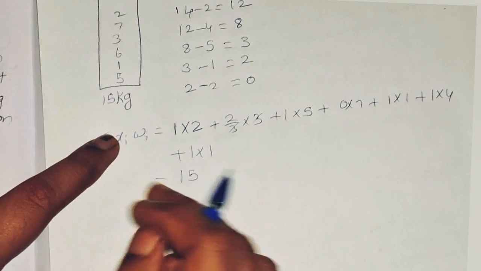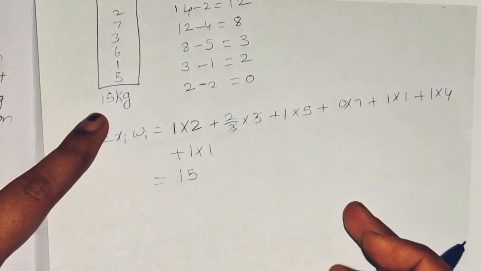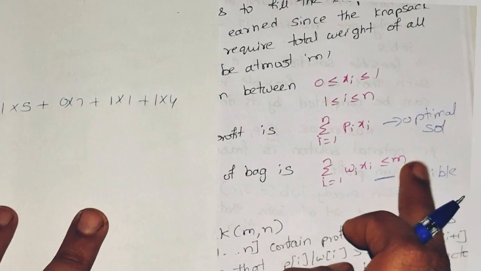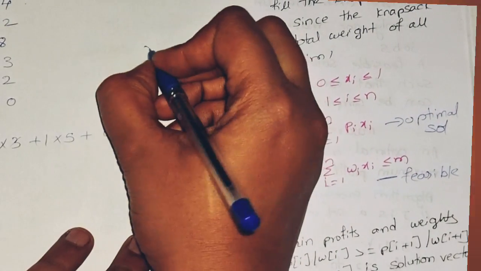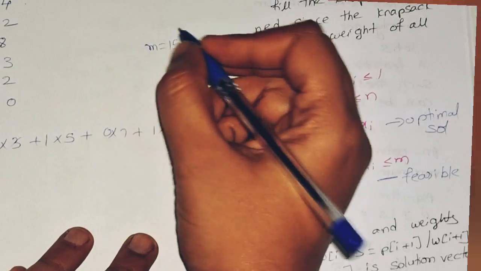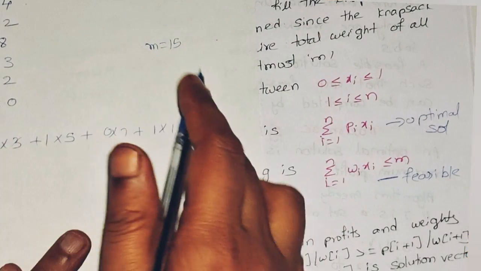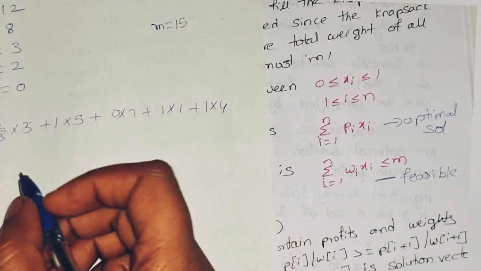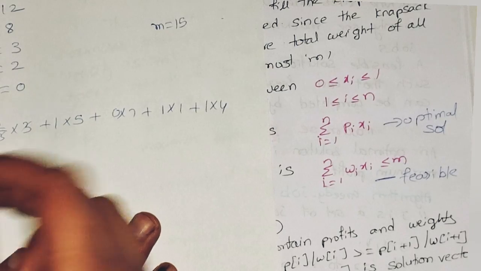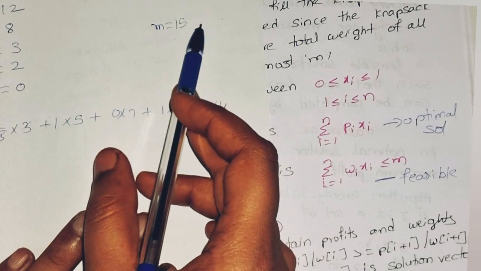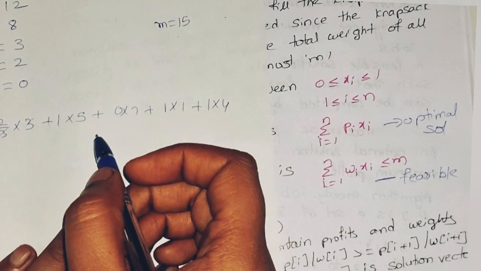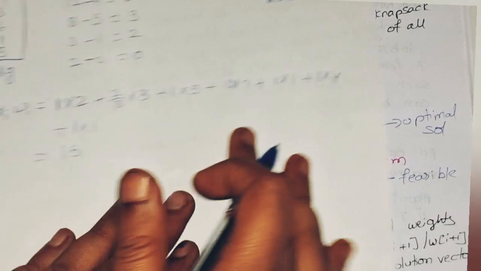So after calculating the capacity of the bag, the capacity of the bag is less than or equal to m. The m value is 15, the capacity of the bag already given. So this condition is satisfied. xi wi is less than or equal to m, which is satisfied. That means the constraint is feasible here.